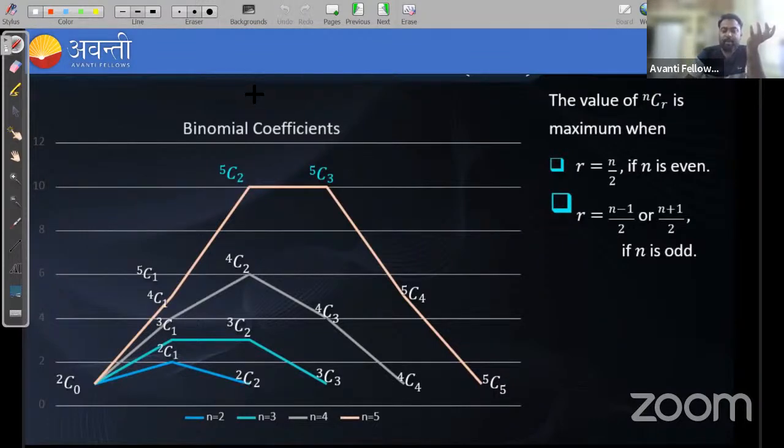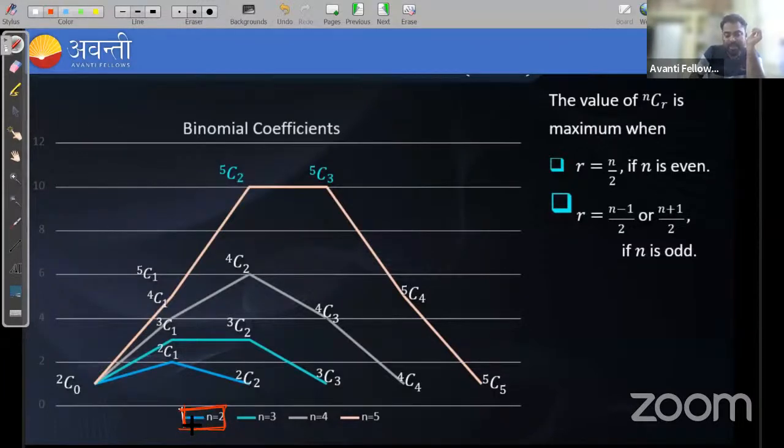If you are given a binomial expansion and you are asked to find when the binomial coefficient will be maximum, so what is the maximum binomial coefficient of the given expansion? How can you find it? Suppose I am taking n is equal to 2. You can see the figure here.